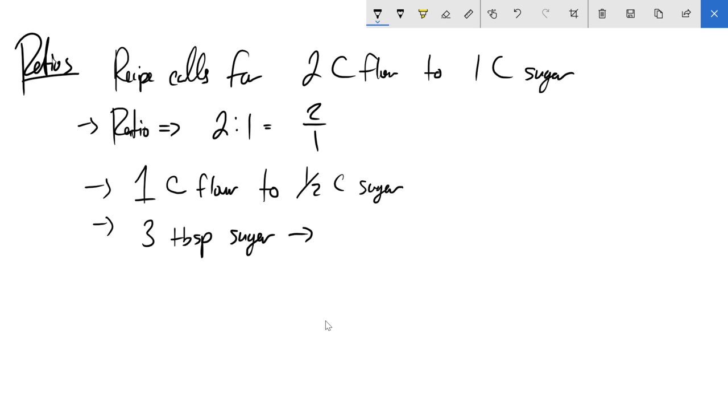Should you have more sugar or more flour? You should have more flour than sugar based on the recipe. How much more? 2 to 1. Twice as much. So how much flour would you need? Yeah, right? You would do 6 tablespoons flour, right?